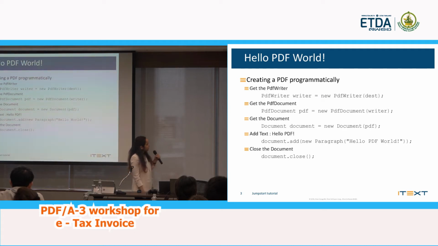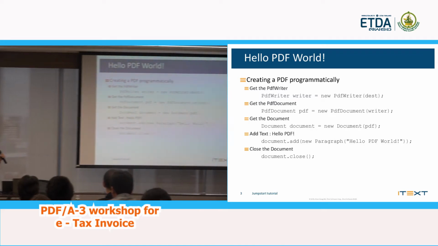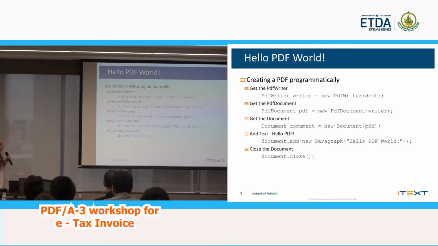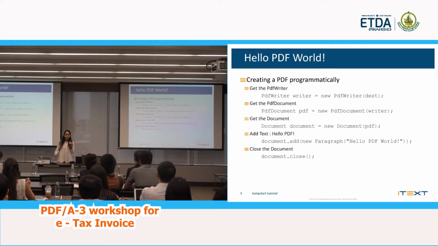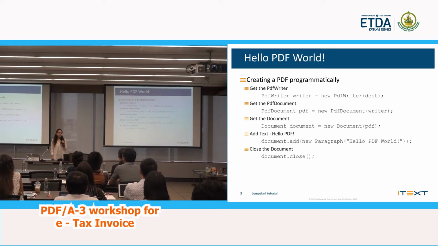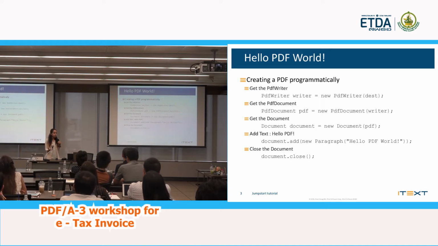You get a writer, you get a PDF document, then you get a document, and then you add a new paragraph, you add some text to the paragraph, and you close the document. Just 5 lines of code for all those 40 lines of PDF syntactical instructions. So what really is happening here, if you see, this emulates a real-world document, that you would open a document, you would add a paragraph, you would add text, and then you would close the document.